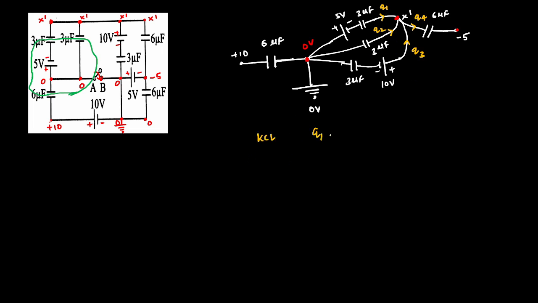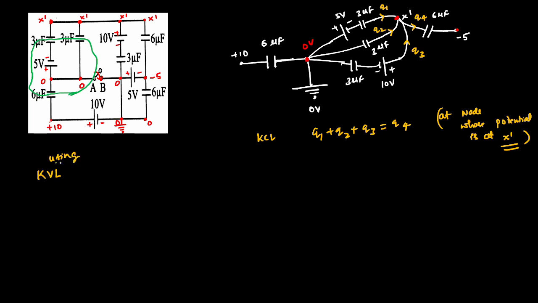So we know from KCL, Q1 plus Q2 plus Q3 is going to be Q4, at the node whose potential is X dash. That is what we just observed. Now we need to find the value of Q1, Q2, Q3, Q4. For that, I'm using KVL logic. Using KVL, I will get the values of Q1, Q2, Q3, Q4.